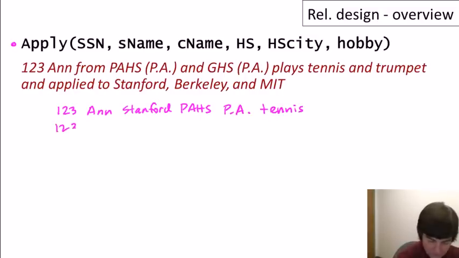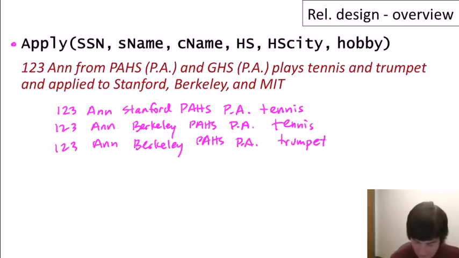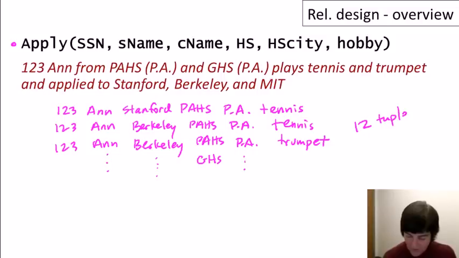And then we also have 123, and she applied to Berkeley and went to Palo Alto High School in Palo Alto and tennis there as well. Of course, she also has a tuple representing the fact that she's applying to Berkeley, and we'll stick with Palo Alto High School, and she played the trumpet. And as you can see, we'll have more tuples, we'll have various Stanford and Berkeleys, we'll have some for her other high school. It's called Gunn High School, also in Palo Alto, and so on. So if we think about it, we will need a total of 12 tuples to represent this information about Anne.